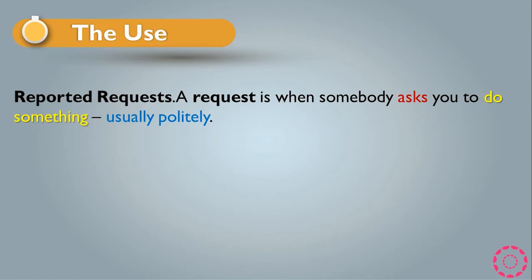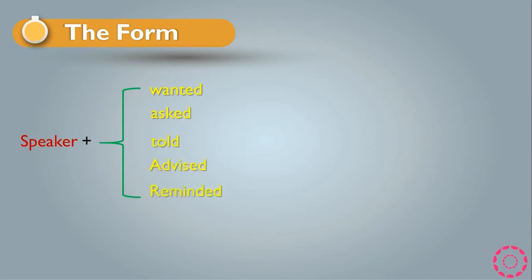Now we are going to report this request. We are going to tell someone else what the first person said. So we have forms or rules to do this. First of all, we have speaker plus wanted, asked, told, advised and reminded. We can use one of them after the speaker.